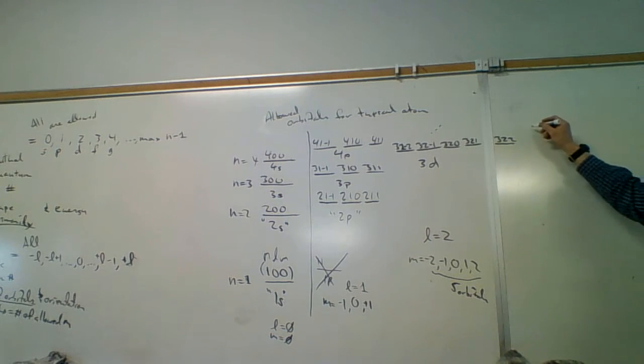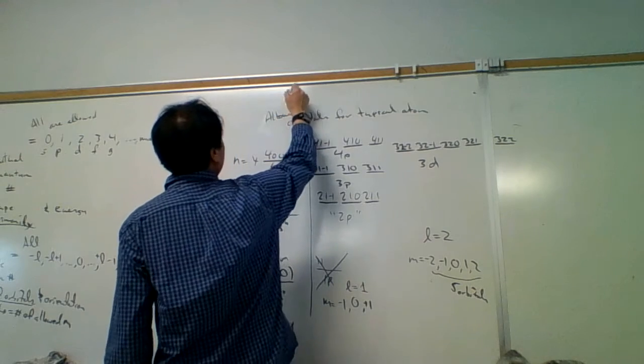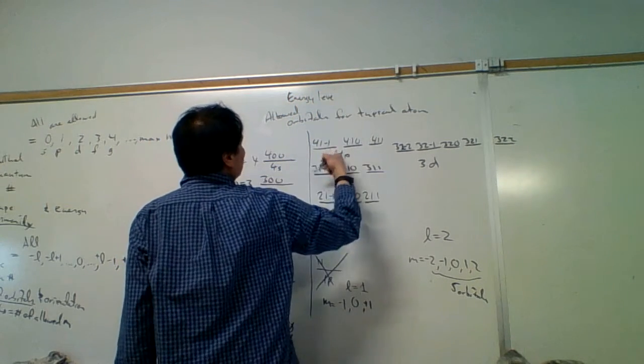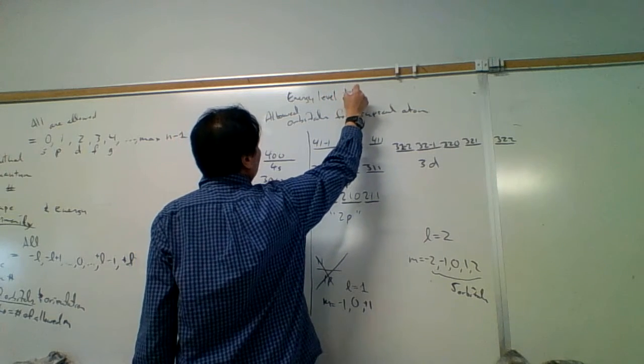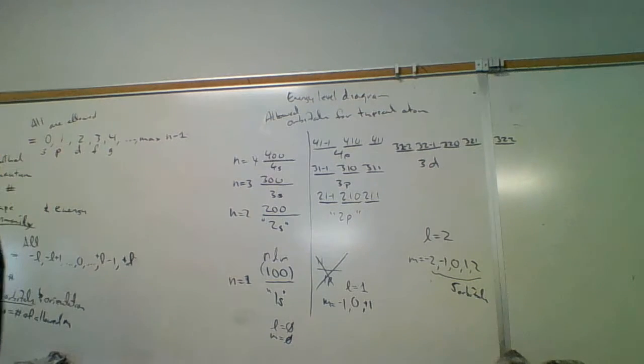You should be able to draw this. This is called an energy level diagram, up to the 4p orbital. You should be able to derive it.